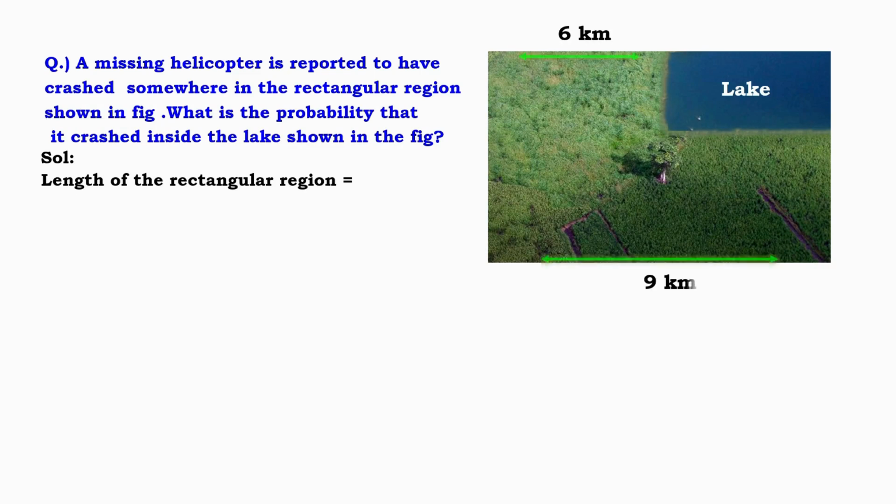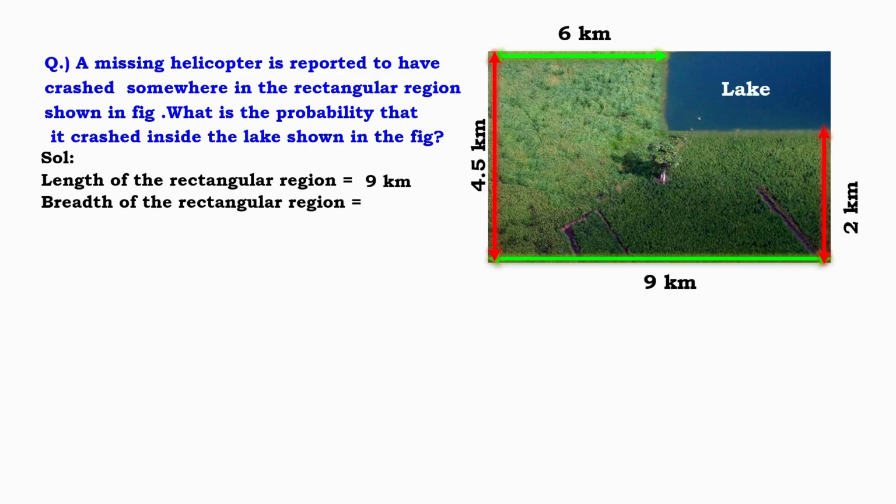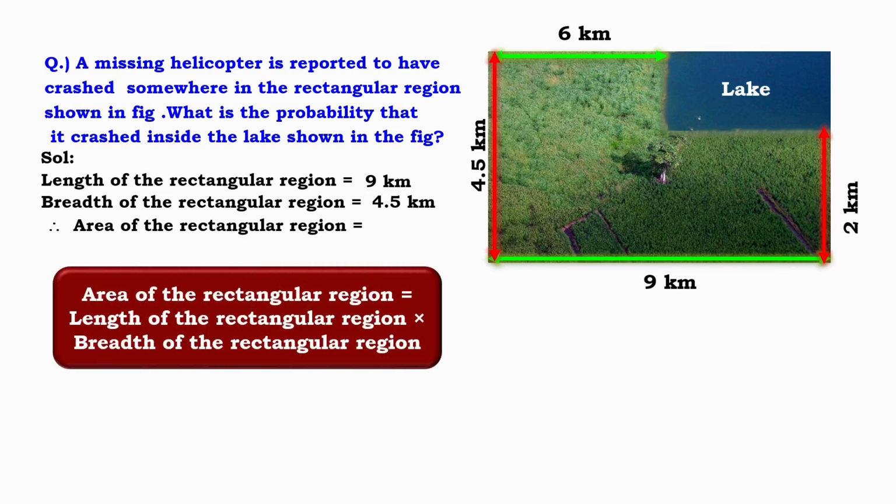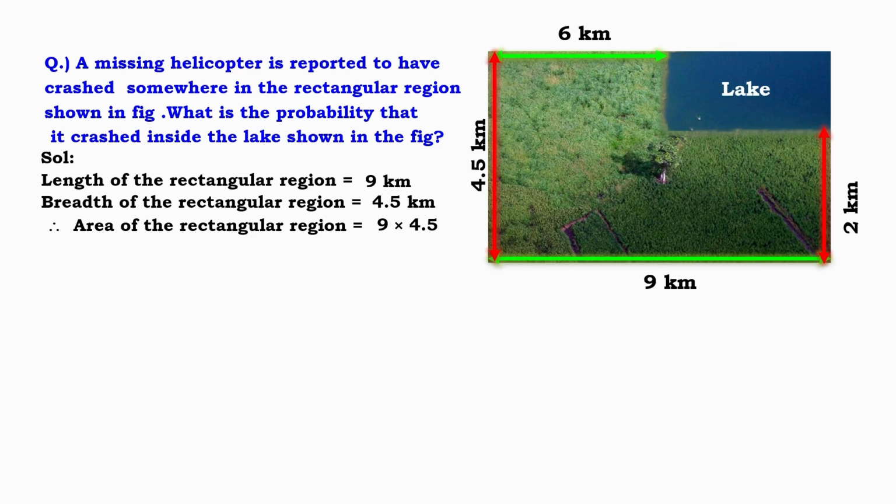Now length of the rectangular region, what is given? That is here, in the broader length it is 9 kilometer and breadth of the rectangular region is 4.5 kilometer. Okay. So the area of the rectangular region will be equal to length of the rectangle multiplied by breadth, that is equal to 9 into 4.5, which becomes 40.5 square kilometer.